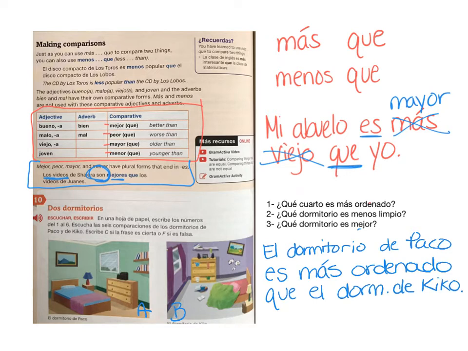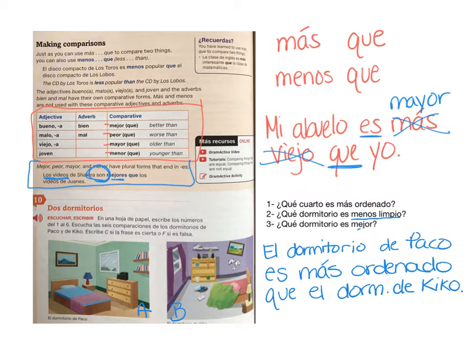Number 2, ¿qué dormitorio es menos limpio? What bedroom is less clean? We can't really tell that Kiko's bedroom is dirty, but it is definitely messy. So we could say the less clean one is el dormitorio de Kiko es menos limpio que el dormitorio de Paco.